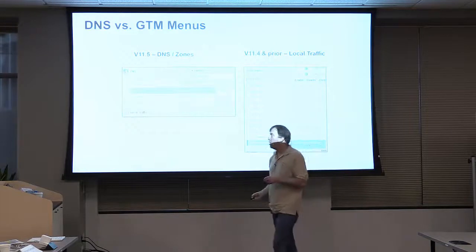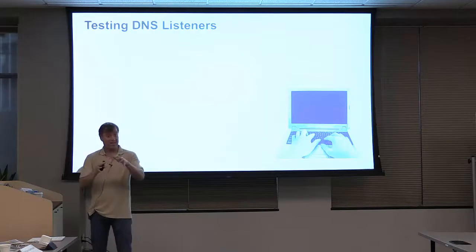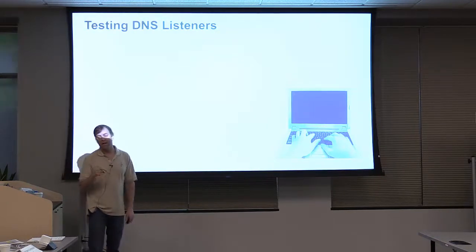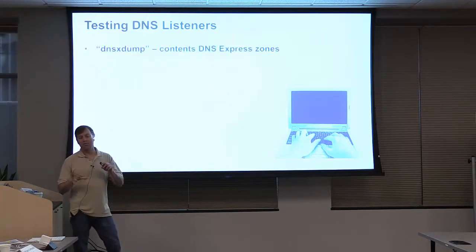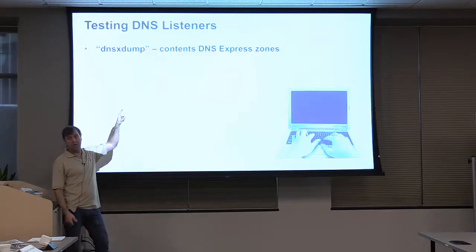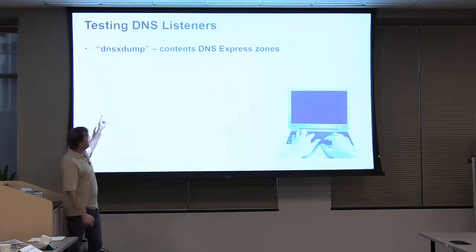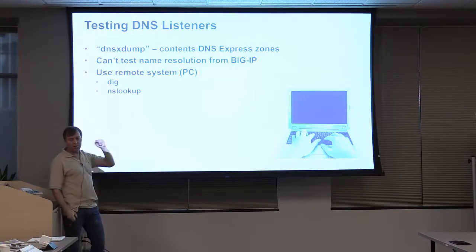If you have customers with older versions, you might have to go to a different part of the GUI to help them configure it. Last thing before we do lab: we're going to set up configurations and go test them. We're going to actually issue queries to the BIG-IP, and we want to see these things work. You can't do that from BIG-IP itself. So you need to have a chunk of code on your client machine to test this. First, you can issue the DNS xdump command to look at what came over in the zone transfer.